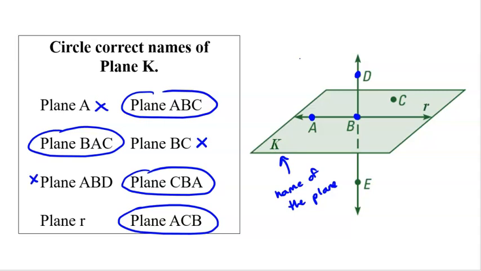And plane R, first of all, we can't name a plane with a lowercase letter like that. And R is the name of the line. We talked about how lines can be named with lowercase letters. And in this case, this is talking about line AB or BA, and it has another name, which is line R. And so we could not use that to name plane K.